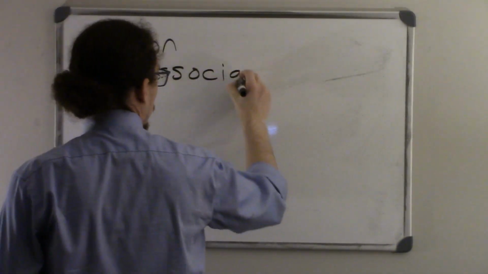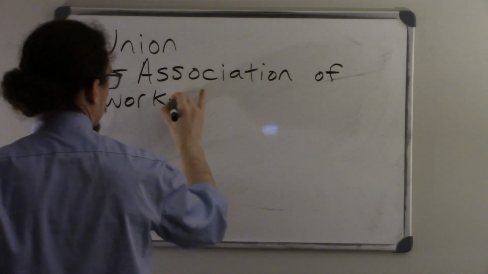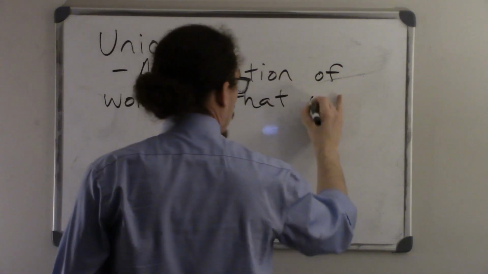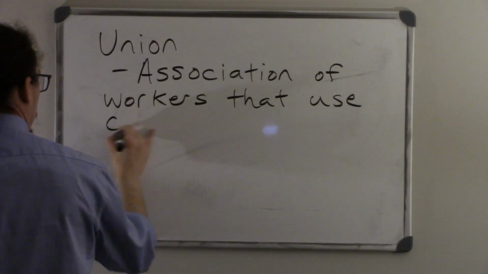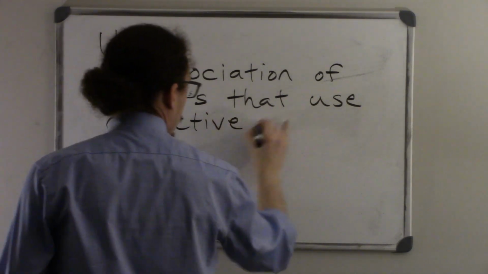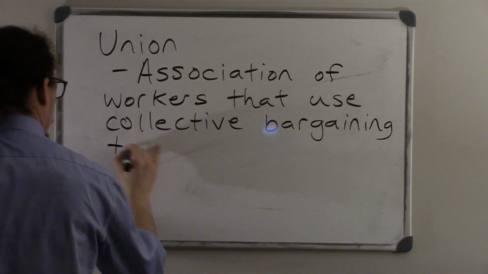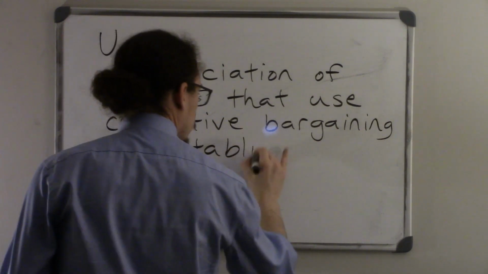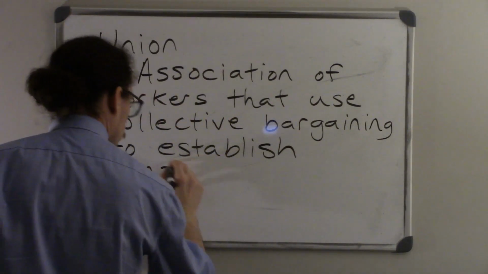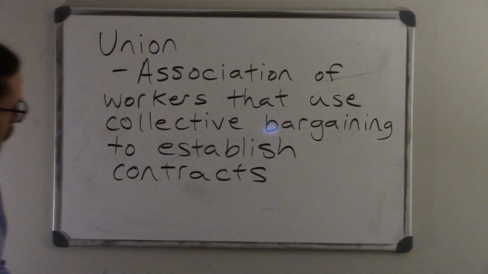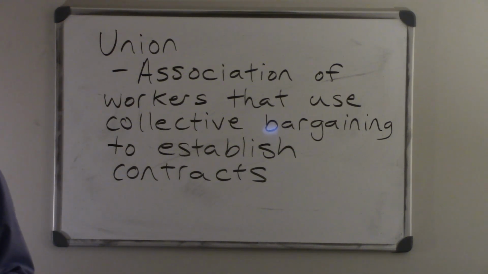So now we go on to unions. A union is an association of workers that use collective bargaining to establish contracts. I'm sure we were all at least somewhat familiar with the concept of unions, but that is our textbook definition for the union.